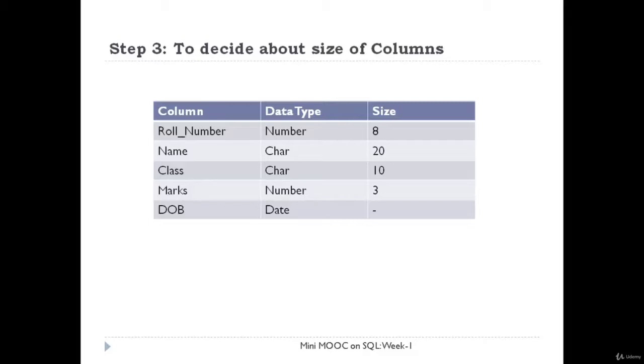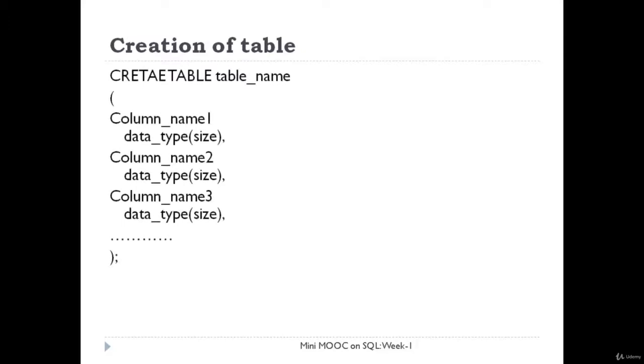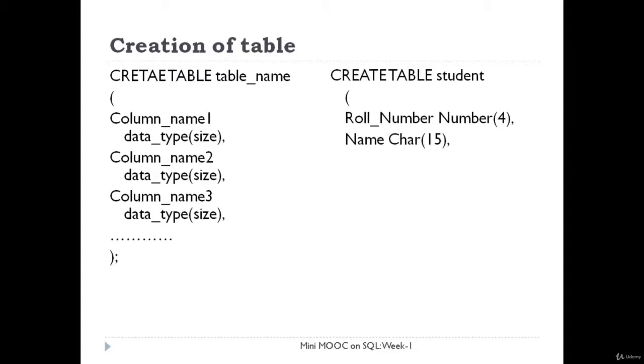Now we are ready to create the student table. To create a table, you can use the create table statement, and its syntax is create table, table name, and in braces you have to provide column name, its data type and size. Since we have decided about these components of the student table, let us create it by putting the name of the table, columns, their data type and size at their respective places. And we are ready with its syntax.